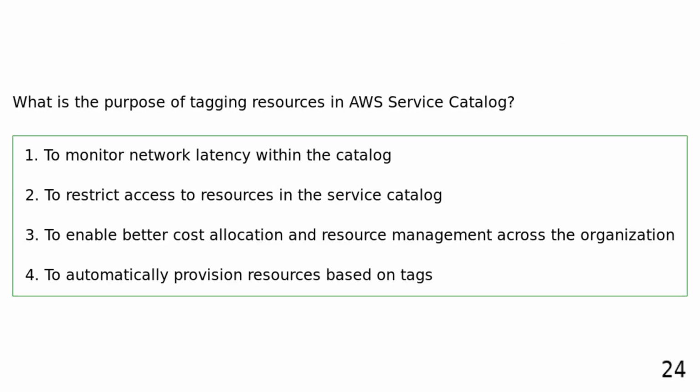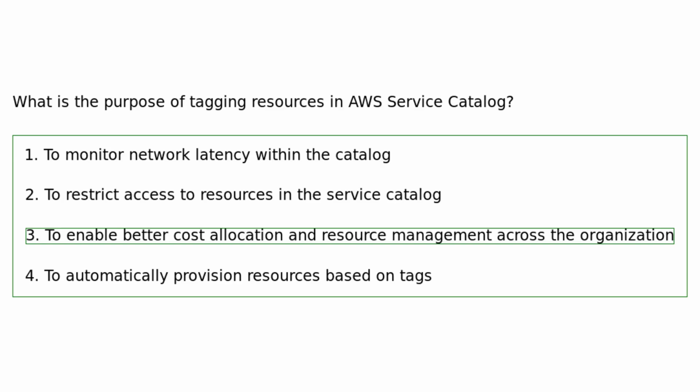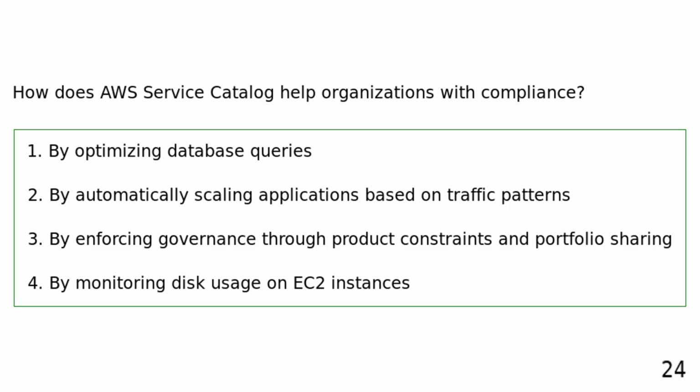What is the purpose of tagging resources in AWS Service Catalog? To monitor network latency within the catalog. To restrict access to resources in the service catalog. To enable better cost allocation and resource management across the organization. To automatically provision resources based on tags. Tagging resources in AWS Service Catalog helps organizations allocate costs effectively and manage resources by providing visibility and control over resource usage and attribution.